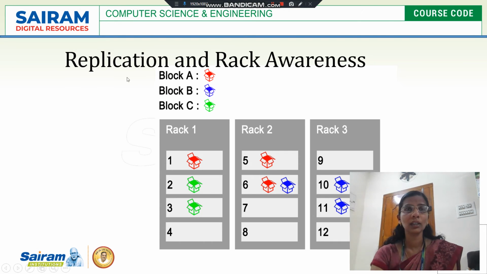And next is replication and rack awareness. Replication, you know it already. And coming to rack awareness, what do we mean by rack? All the nodes that are connected to the same network switch are said to be in the same rack. So if I say these 4 nodes are in rack 1, it means all these 4 nodes are connected to the same network switch.